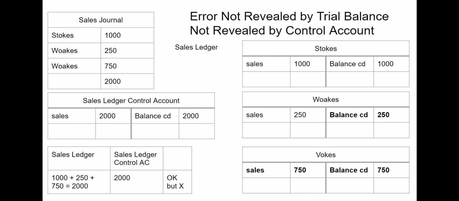But in reality, I've put a cross there, because if we looked harder, then we would have found that this customer called Vokes never bought any goods, and therefore Wokes should really be the person that owes us that extra 750.